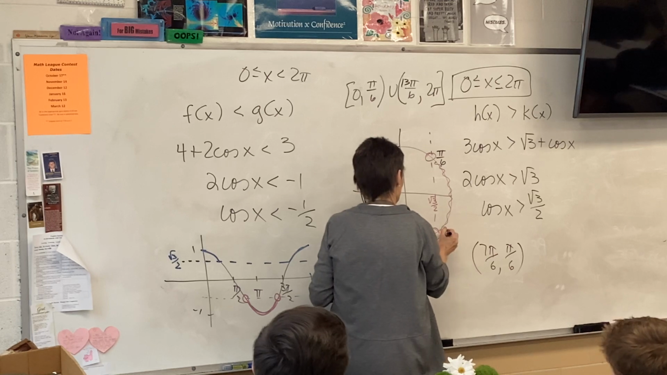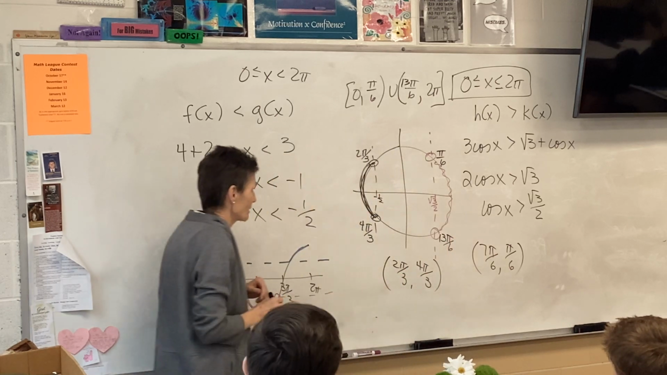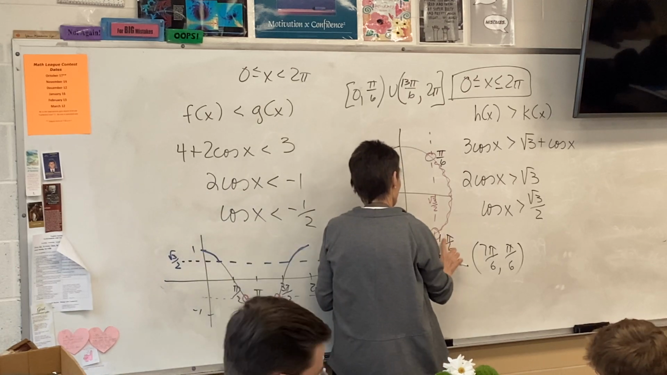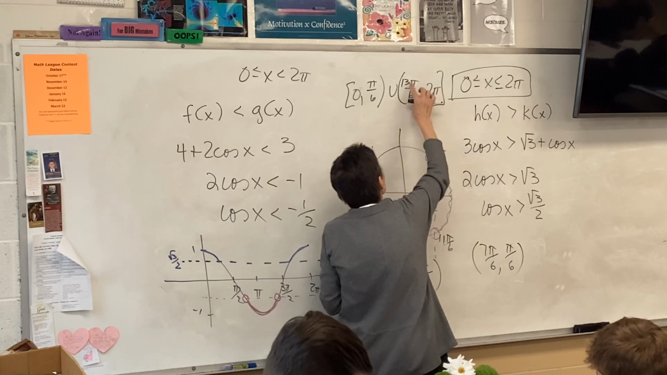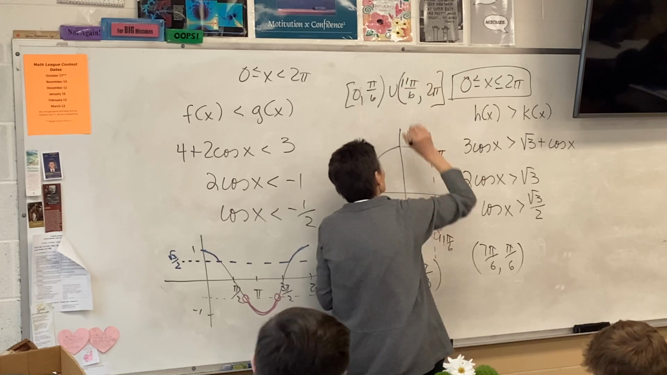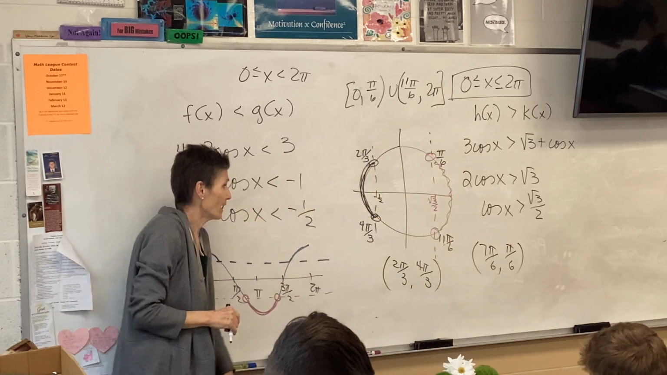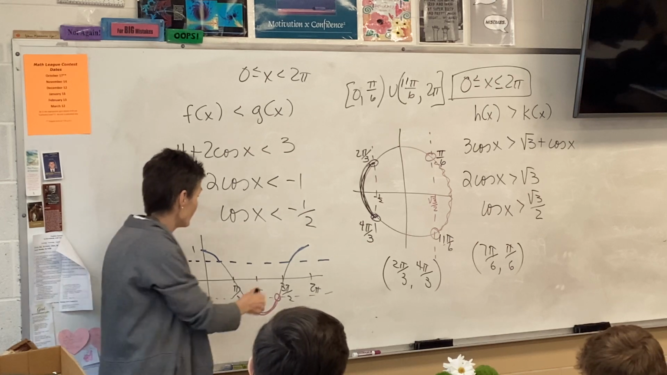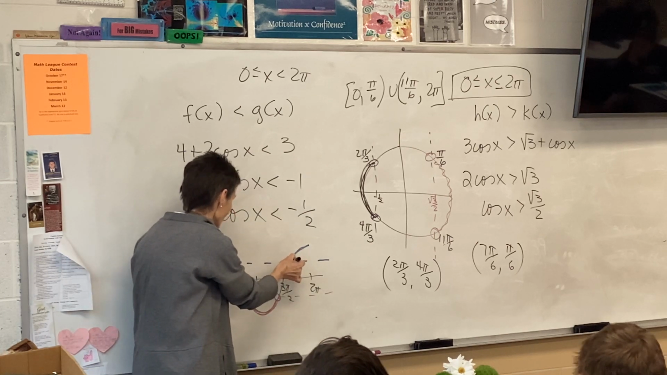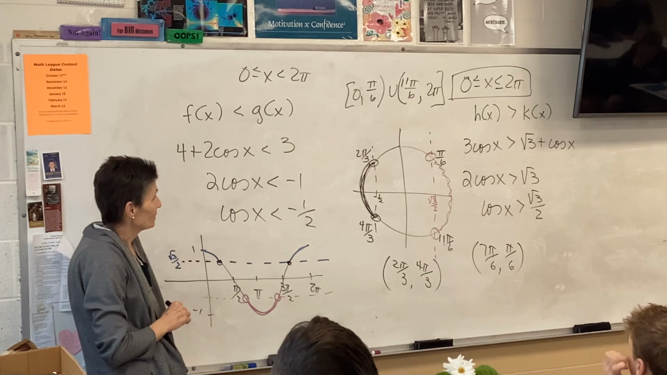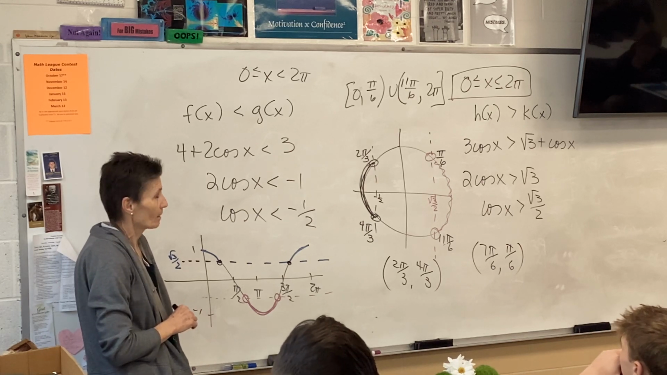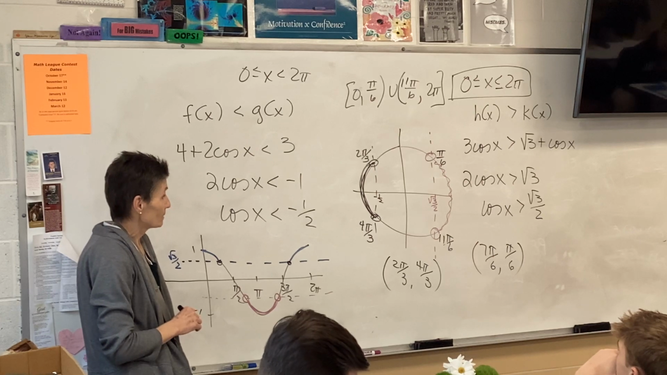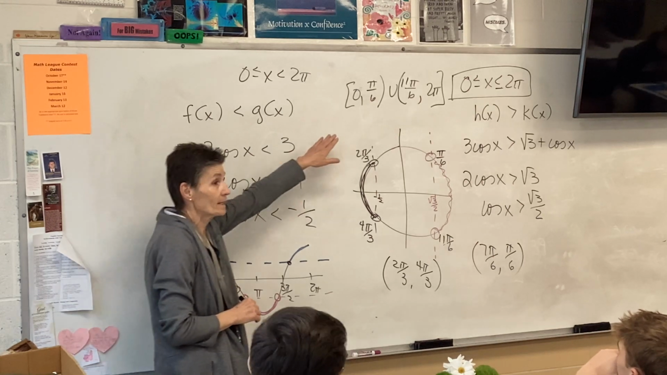Kooky. 11 pi over 6. Oh my gosh. What is wrong with me? I don't know. Is it right now? That would be over here. Don't sweat. That would be 11 pi, and that would be 1 pi. Okay. All right. Everybody okay? That's the final answer then?